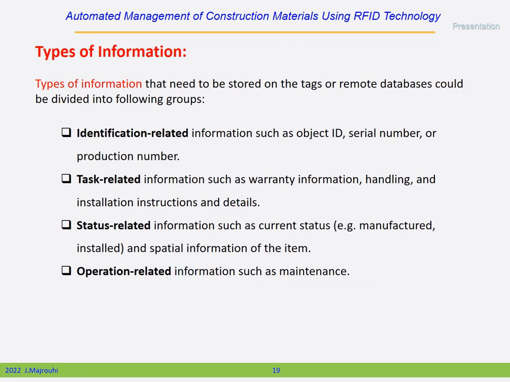Types of information that need to be stored on the tags or remote databases could be divided into the following groups. Identification-related information such as object ID, serial number, or production number. Task-related information such as warranty information, handling, and installation instructions and details. Status-related information such as current status and spatial information of the item. Operation-related information such as maintenance.